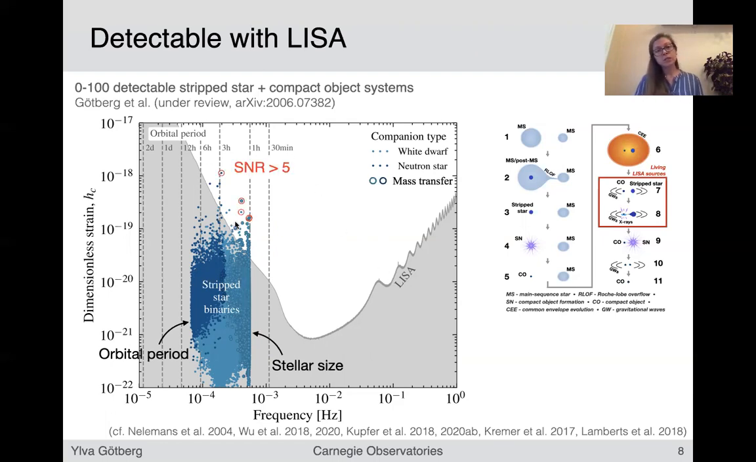In this particular run, there are about 5 sources that have a signal-to-noise ratio above 5. 4 of them orbit white dwarfs, whilst 1 orbits a neutron star. However, when varying several of these parameters, such as how large a stripped star can be, or what period distribution the common envelope is giving you, the number of detectable stripped stars can vary between 0 up to roughly 100 in our calculations. There are a few observed systems already.